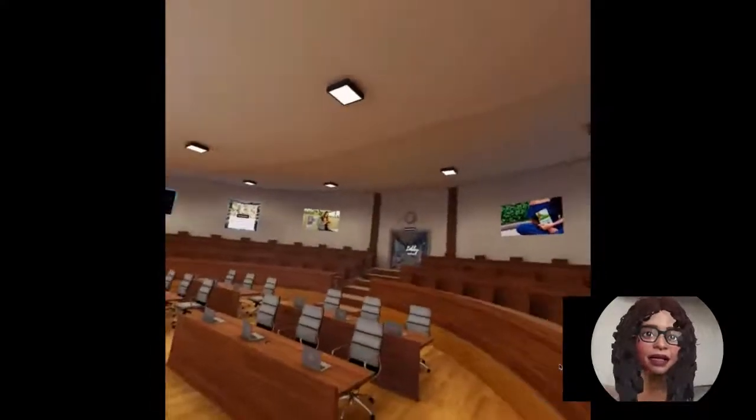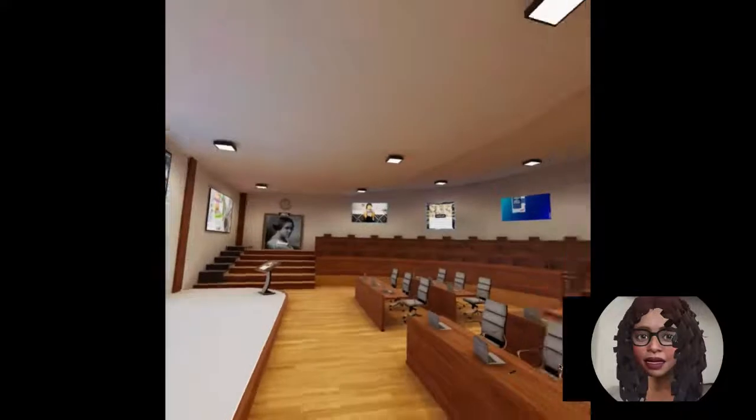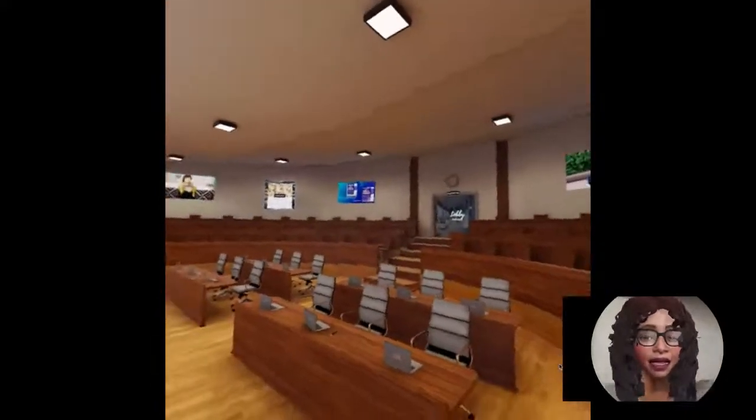And then they can have a seat in any of the seats, and they can also look around and get more information there. But this is an actual classroom in virtual reality.